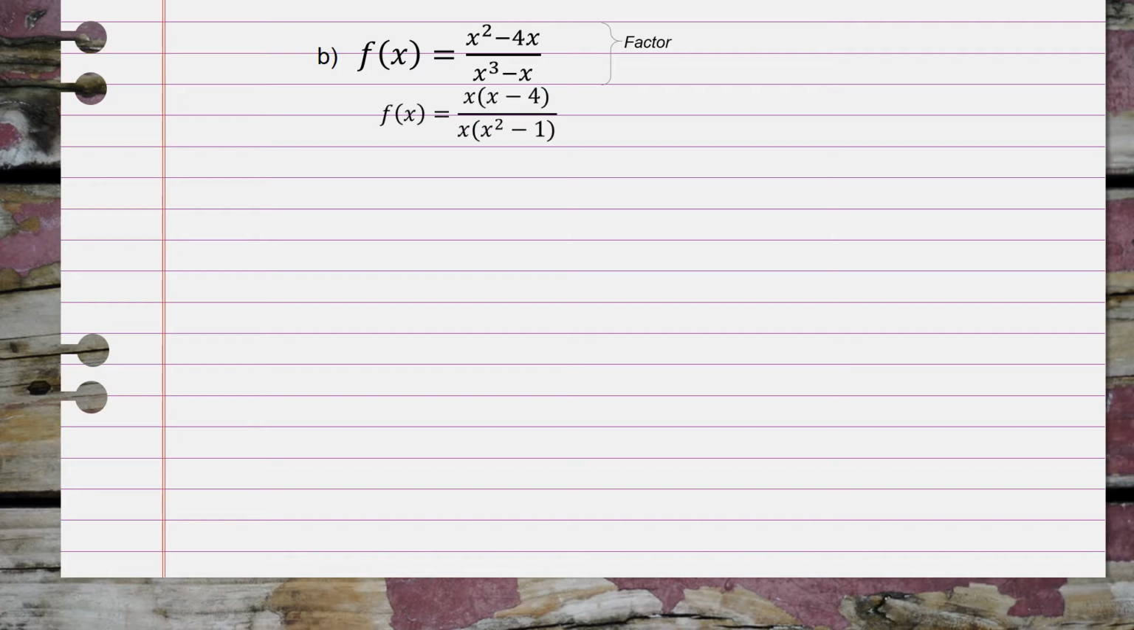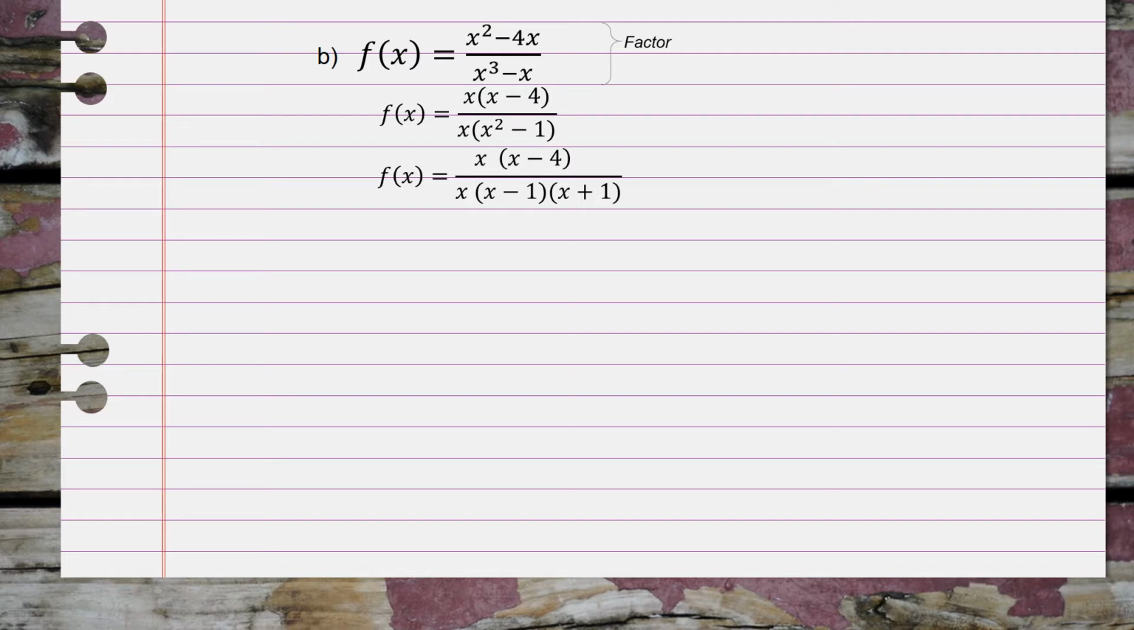In the numerator, you should have found there was a common factor of x, which left you with x minus 4. In the denominator, you should have also noticed it had a common factor of x, which left you with x squared minus 1. But notice x squared minus 1 is the pattern of difference of squares, so it does factor again. So it does factor the denominator into x times x minus 1 times x plus 1.